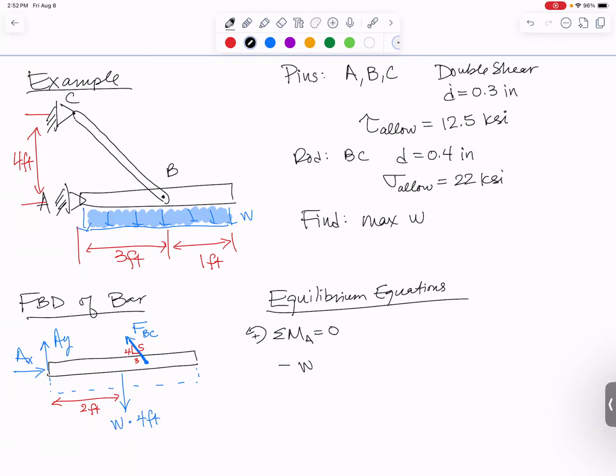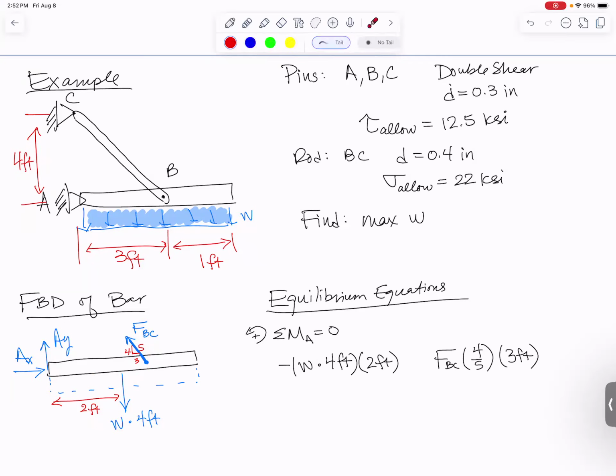I call that negative. We've got W times 4 feet is how big the force is, and now I have to multiply it by how far away it is, which is that 2 feet I drew on the figure. And then FBC has got a vertical component and a horizontal component. The horizontal component is directed right through point A, so the distance is 0, causes no moment. But the vertical component, I'm going to use my 3 feet distance. To get the vertical component, use the vertical side of the triangle, 4 divided by the hypotenuse. So I will have FBC times 4/5. That gives me the vertical component of the force, and it is 3 feet away from point A.